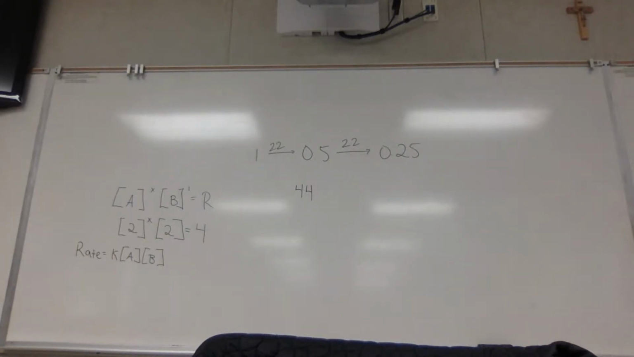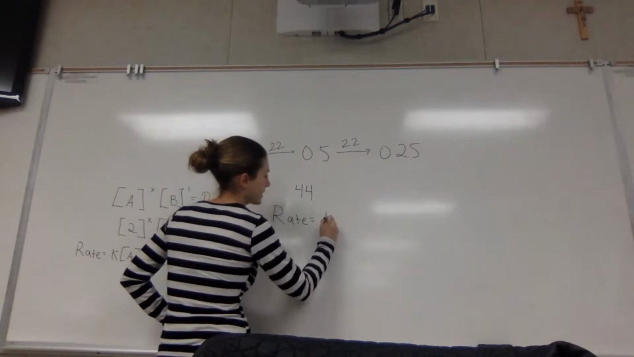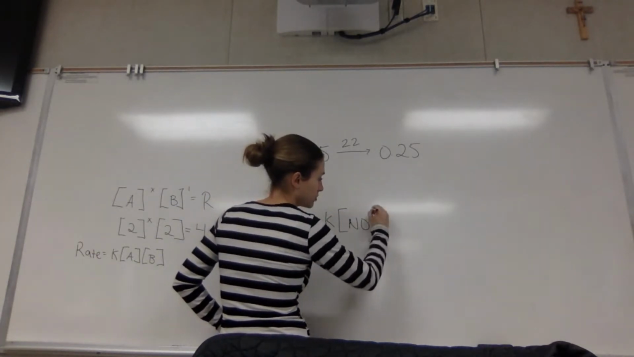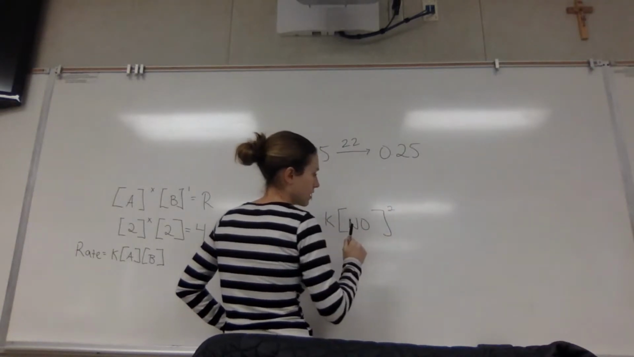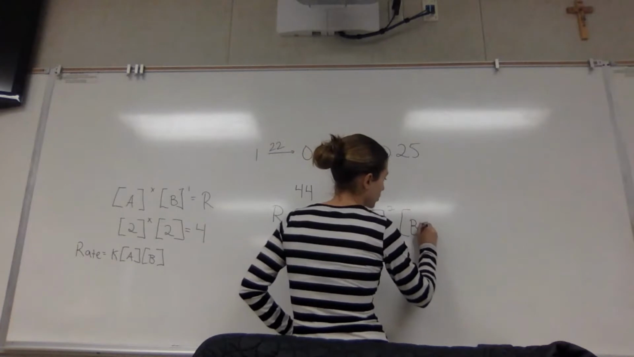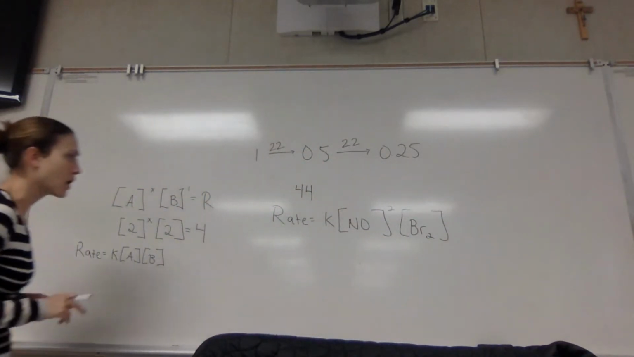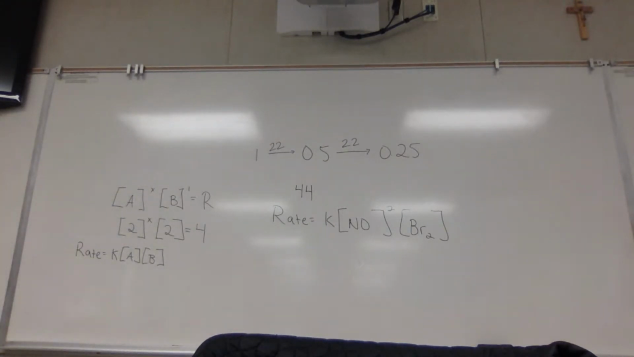Yeah. Okay, what did you guys get for your rate law for 2? Rate equals K times NO squared, Br2. So bromine is first order and NO is second order. Okay. All right. So remember, if you look at your rate, the units for that are molar per second.